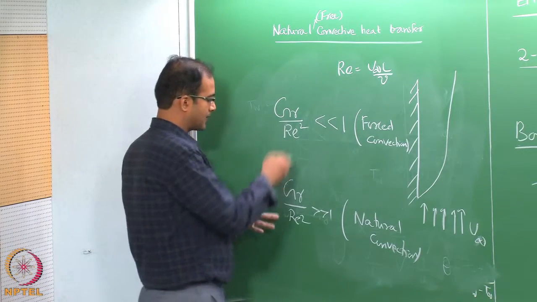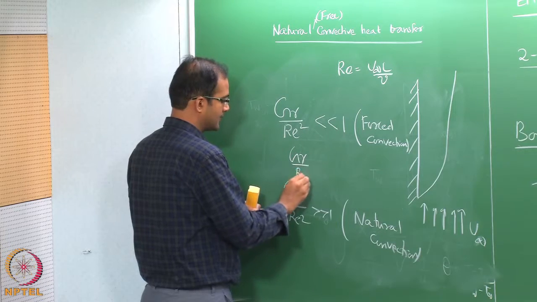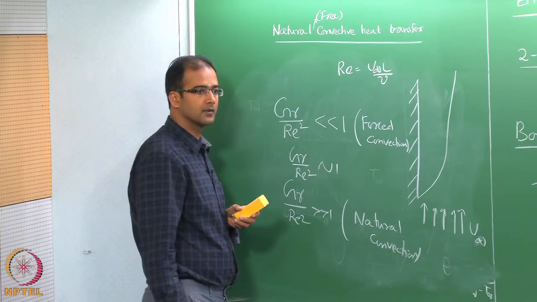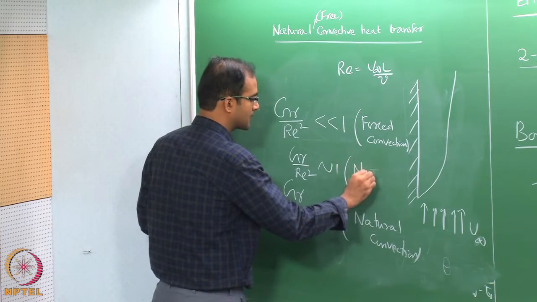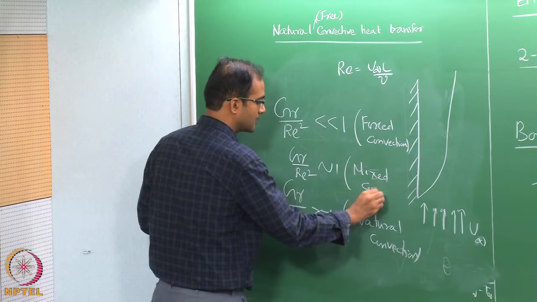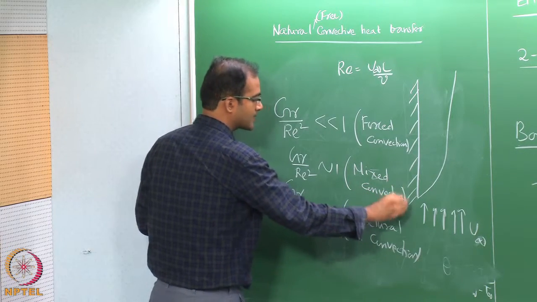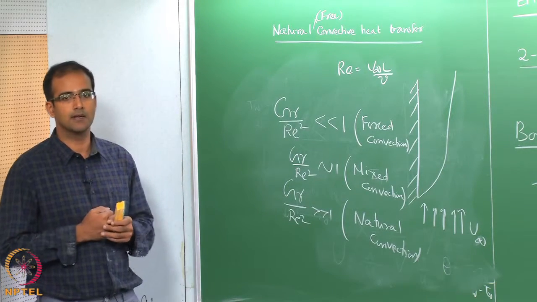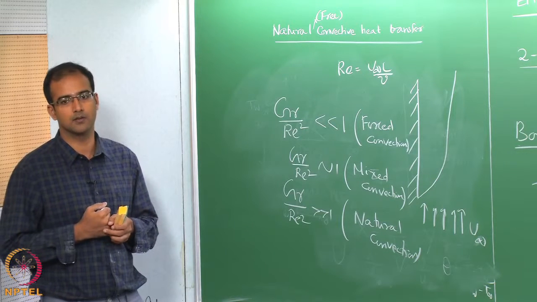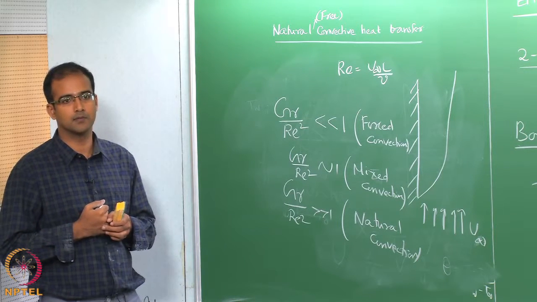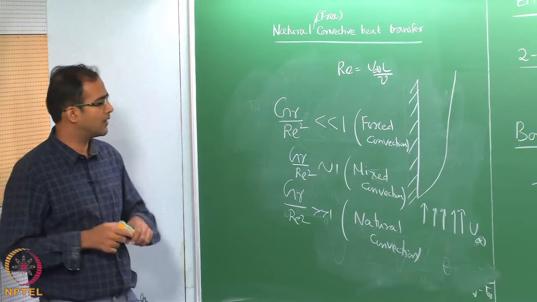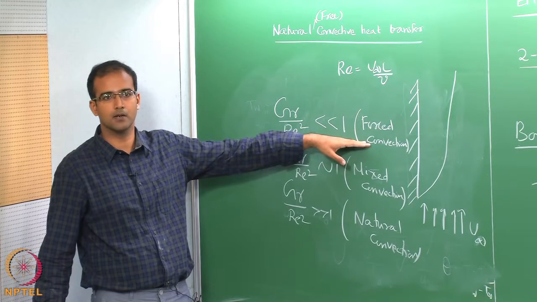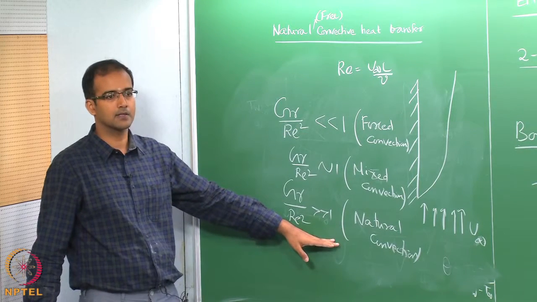So, the region where this is significant, that is of the order of 1, is called mixed convection. So, in the case of mixed convection, both the effects of forced convection and natural convection will be equally significant. You cannot completely ignore either of them. So, we have already seen cases of forced convection, derived the correlations for Nusselt number and so on. Similarly, for natural convection we will do it.